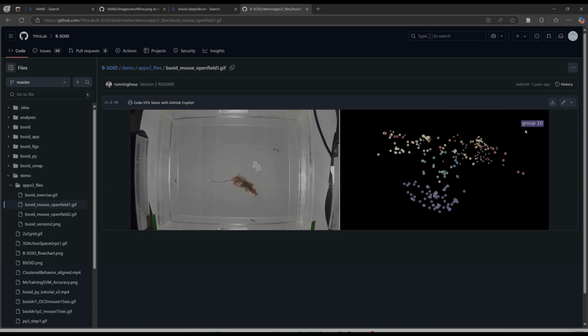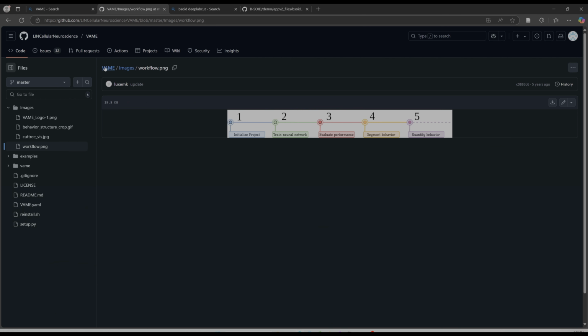And it gives you these groupings, right? So BSOID and VAME, these are very popular tools for understanding different types of behaviors. They're very good for exploratory behavior analysis. But traditionally, what I have used for quantitative behavior analysis are either visual markers of a behavior happening or just basic threshold segmentation and tracking behavior like that.